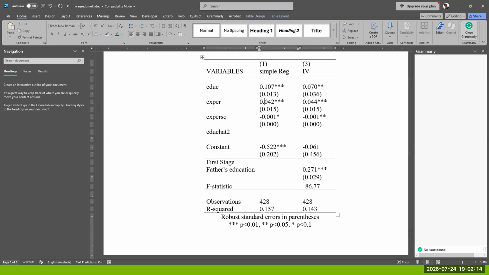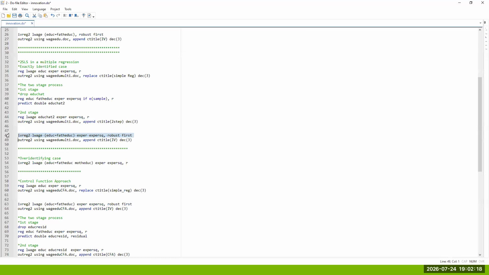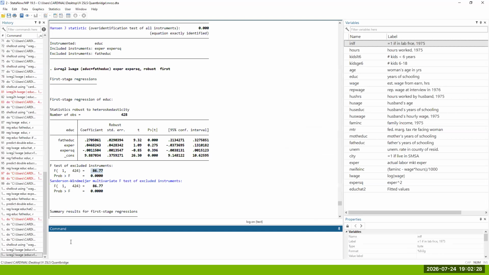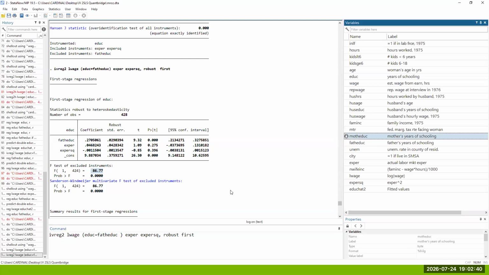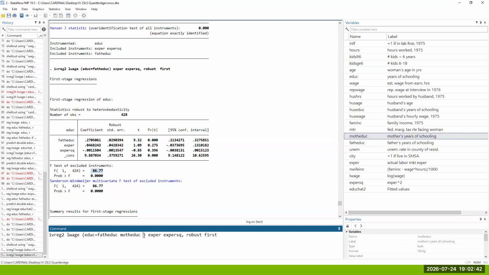So let's go back and pick up our code. This is the code we used. This time around, I'm not going to go through the two-step procedure because I believe you already know. This is the code we used: father's education influencing the child's education, and now the education influencing wage. You can introduce the mother's education, which is the variable here, into the model.